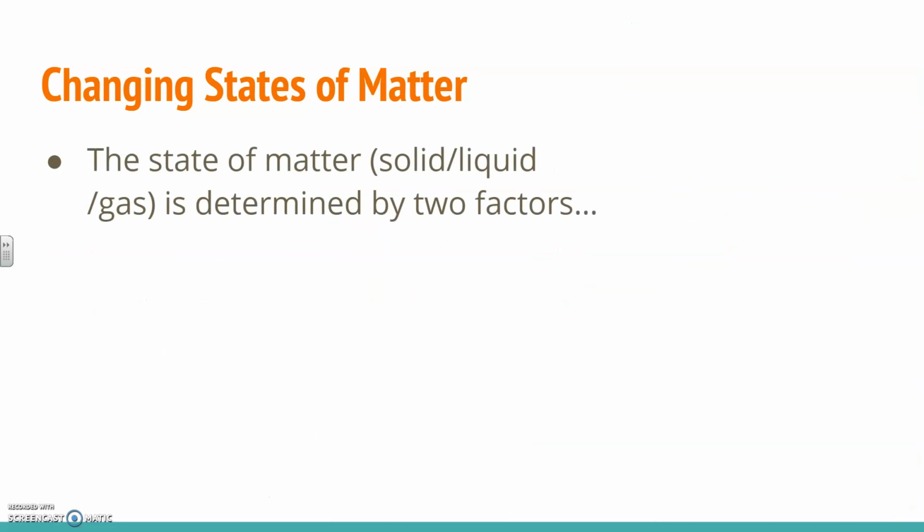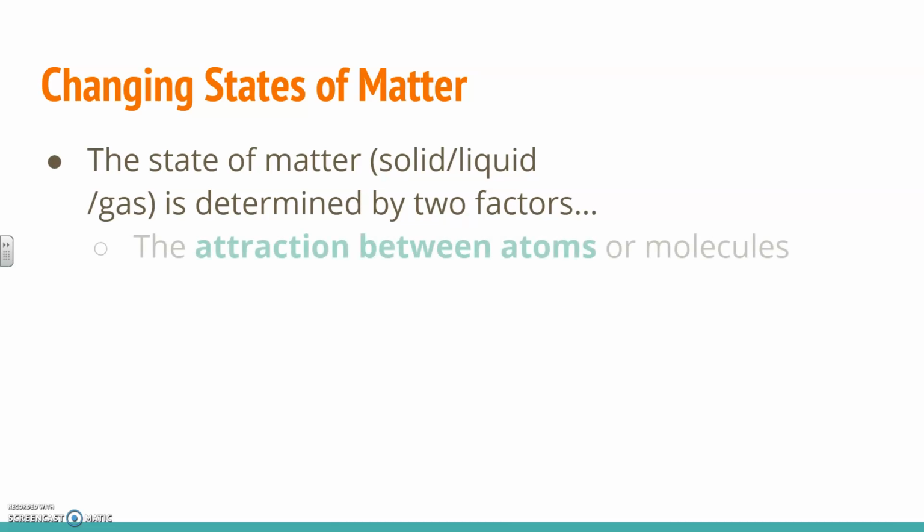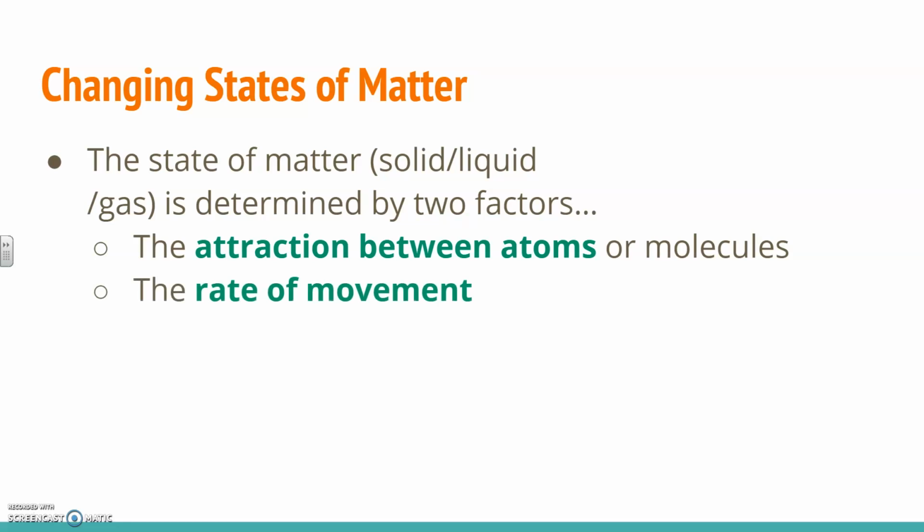The state of matter is determined by 2 things. One, it's how much attraction is between the atoms. So we sort of talked about this previously, where we talked about the solid particles. They're very strongly attracted to each other. And the liquid, they're attracted to each other, just slightly less. And then the gas particles, they don't really even care about each other. And another thing is the rate of movement. So how fast or slow things are moving.